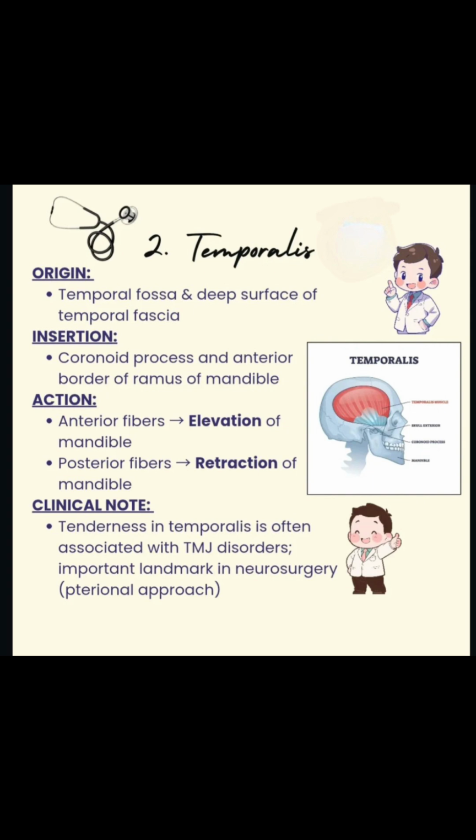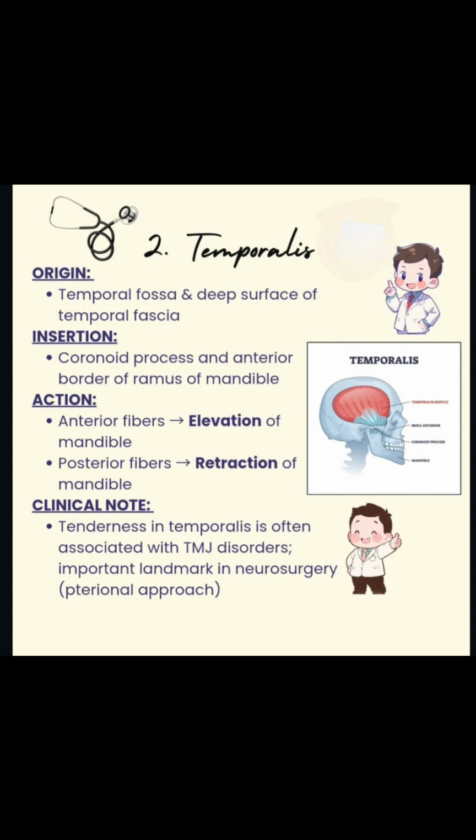It originates from the undersurface of the temporal fascia and the temporal fossa, excluding the zygomatic bone, and it inserts into the deep surface of the coronoid process of the mandible and the anterior border of the ramus of the mandible. They are innervated by two deep temporal nerves, which are branches of the anterior division of the mandibular nerve. They help in elevating the mandible, protruding the mandible in a forward direction, and side to side grinding movement.